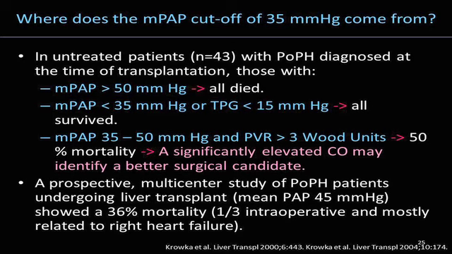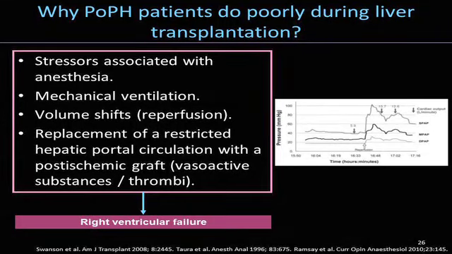For that reason, we tend to treat those patients, because they do poorly during transplantation. Why do they do poorly? Obviously, you have stressors associated with anesthesia. The patients have a lot of anxiety getting a liver transplantation. They receive medications.